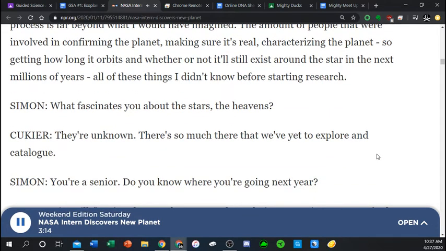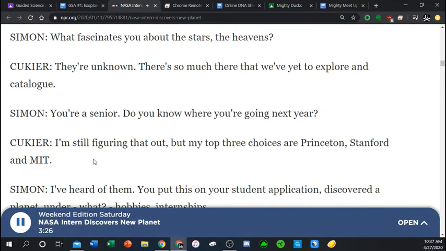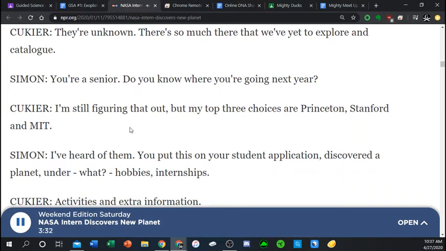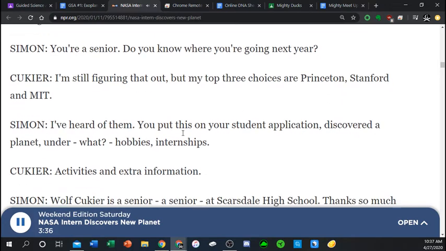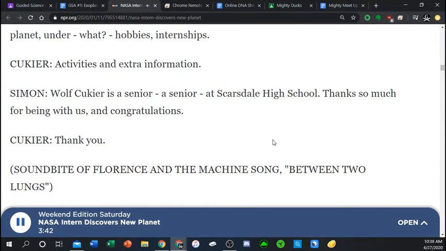What fascinates you about the stars, the heavens? They're unknown. There's so much there that we've yet to explore and catalog. You are a senior. Do you know where you're going next year? I'm still figuring that out, but my top three choices are Princeton, Stanford, and MIT. I've heard of them. Did you put this on your application? Discovered a planet, right there under hobbies? Internships? Activities and extra information. Wolf Sukier is a senior at Scarsdale High School. Thanks so much for being with us, and congratulations.